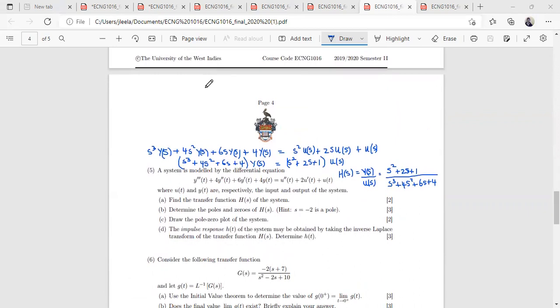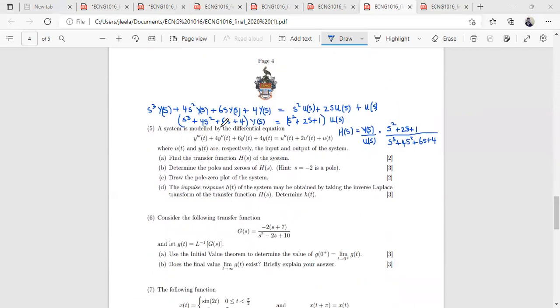Question 5: a system is modeled by the differential equation y triple prime t plus 4y double prime t plus 6y prime t plus 4y(t) is equal to u double prime t plus 2u prime t plus u(t), where u(t) and y(t) are respectively the input and the output of the system. Find the transfer function of the system.